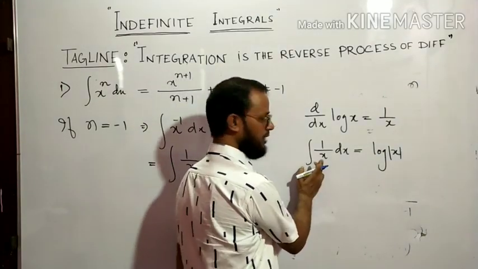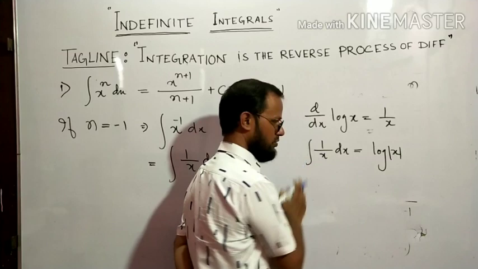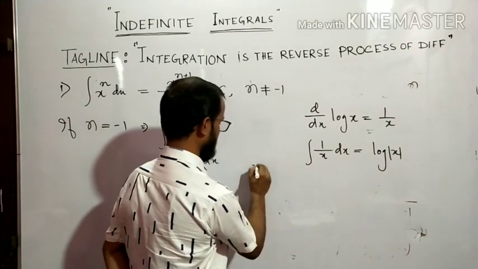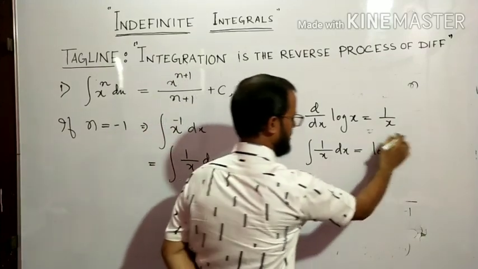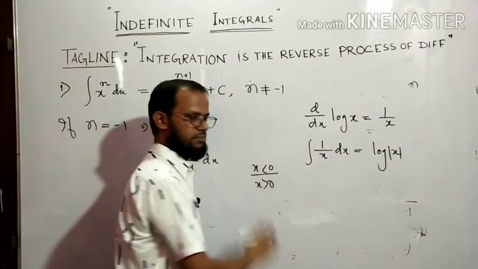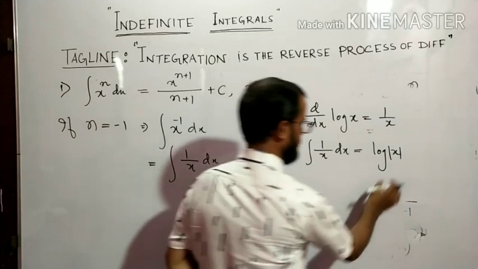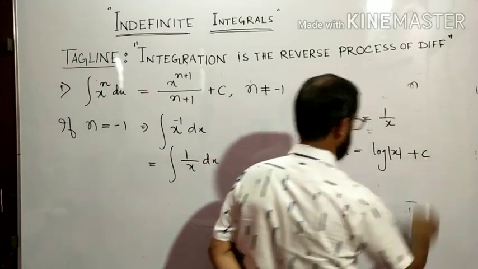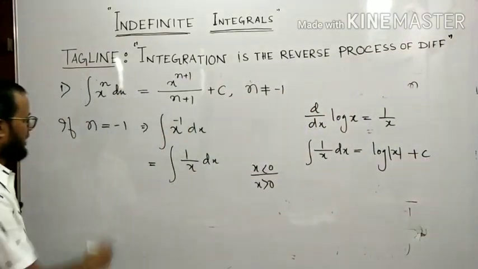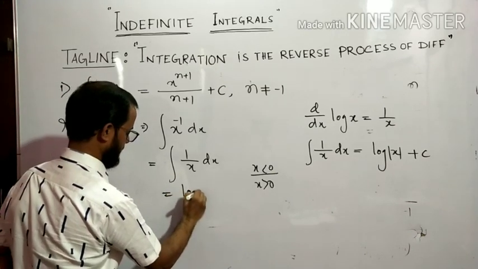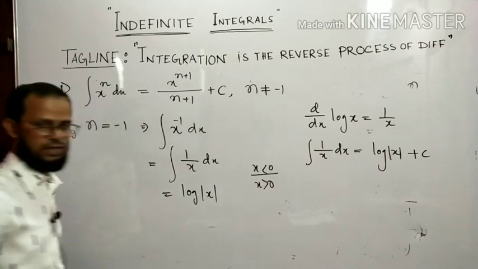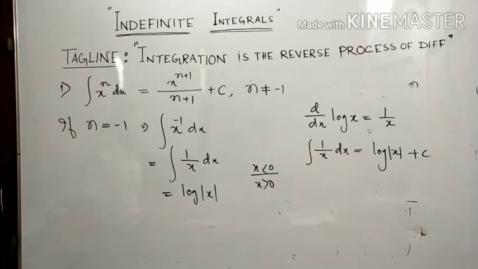It cannot be 0, because if it becomes 0 then it will be 1/0. So it is not 0, either it is less than 0 or it is greater than 0. And if it is less than 0, then log is undefined, so it must be greater than 0. That's why I am putting modulus. So this is the formula. So finally for n equal to -1, integration 1 by x dx is equal to log modulus of x. Clear? This is the second formula.